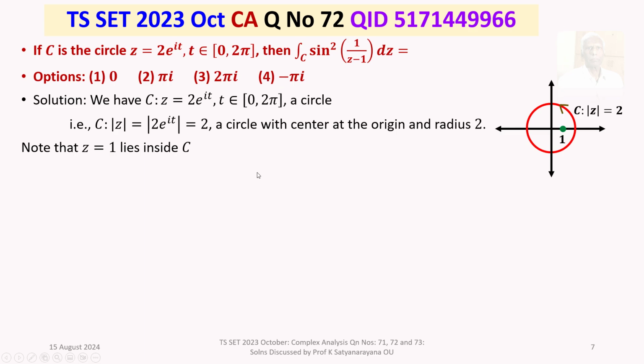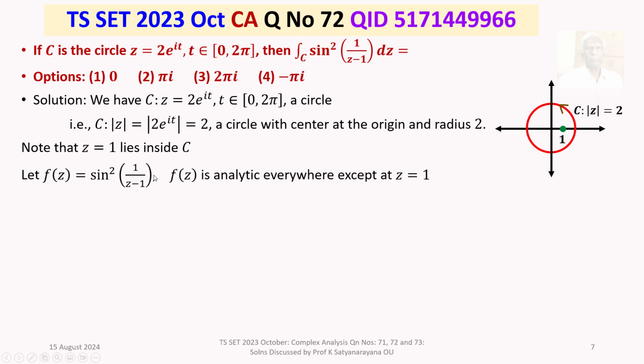So now let f(z) be sin squared of 1 by z minus 1. And f(z) is analytic everywhere except at z = 1. Now f(z) is equal to sin squared of 1 by z minus 1. So sin squared theta is 1 by 2 of 1 minus cos 2 theta. So 1 by 2 into 1 minus cos of 2 by z minus 1.